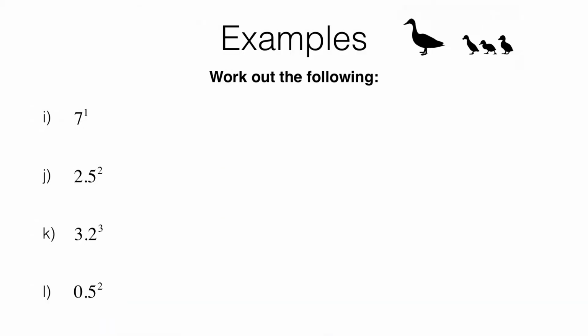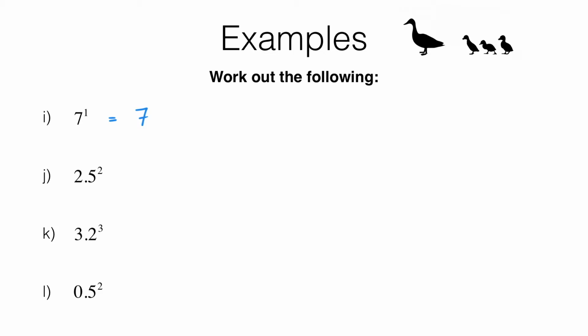Let's move on to example I. We've got 7 to the power of 1. The power tells us how many 7s we're going to multiply together, and we've just got 1 7. So the answer is actually just 7. I'm not going to multiply it by any more 7s.